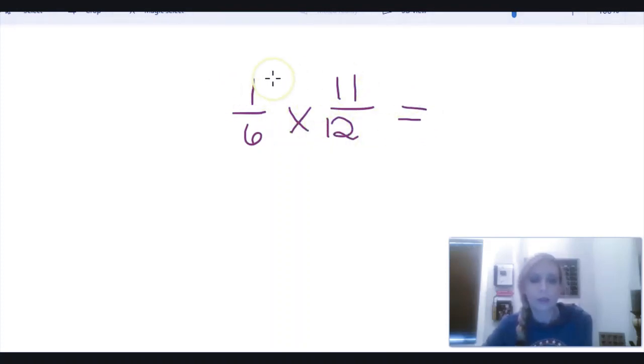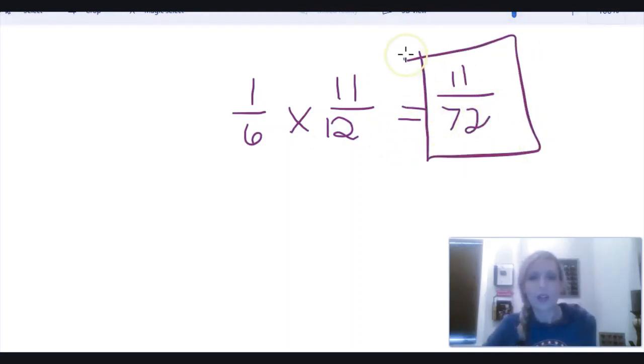All right, so I'm just multiplying straight across the numerators, straight across the denominators. That would give me 11. 12 times 6 is 72. All right, so I can't reduce that, so you should have 11 over 72, and that would be of a foot used. All right.